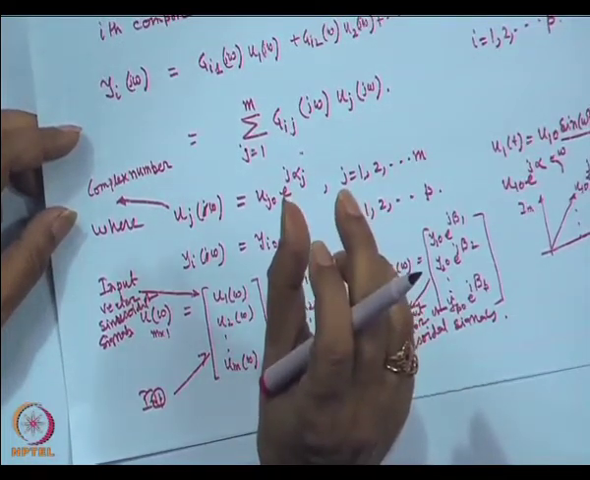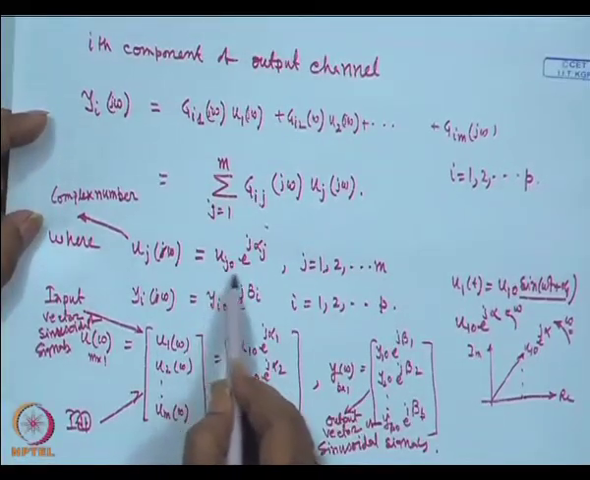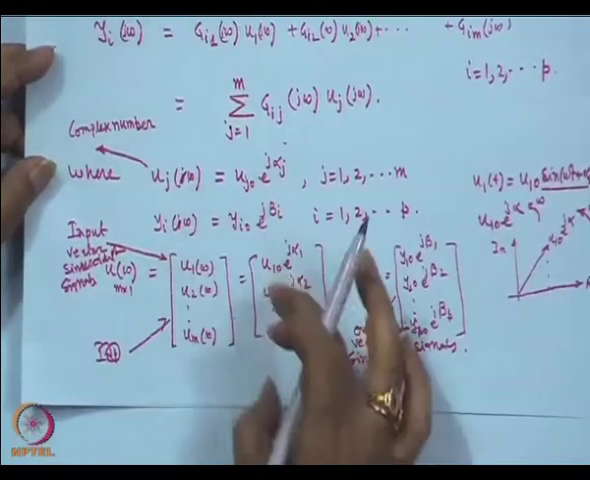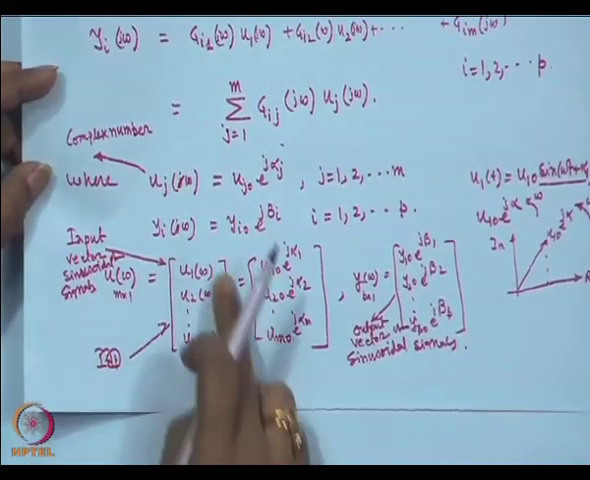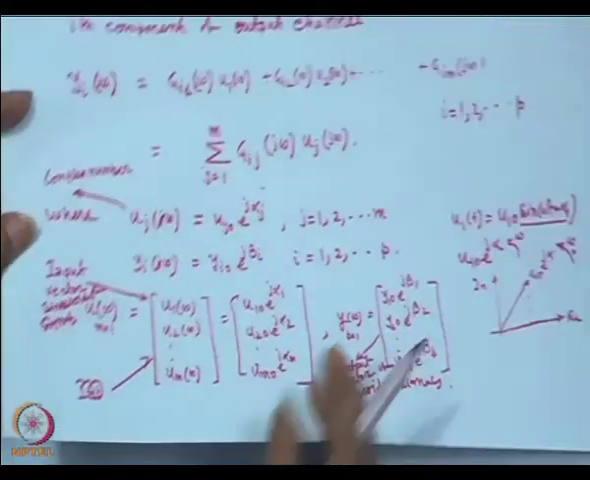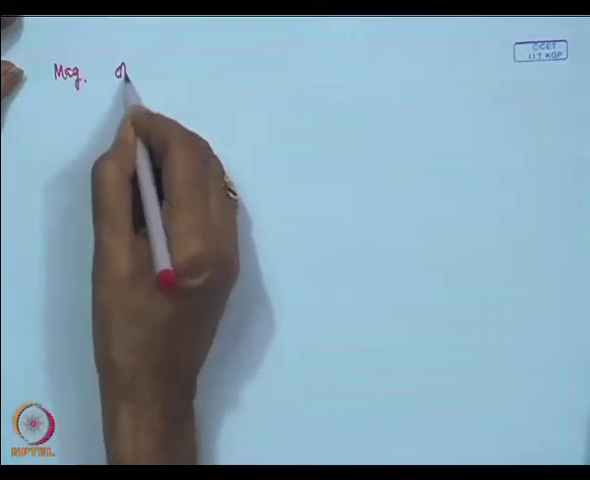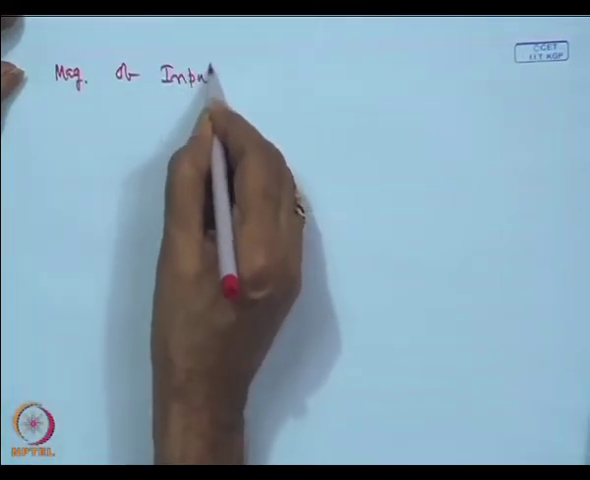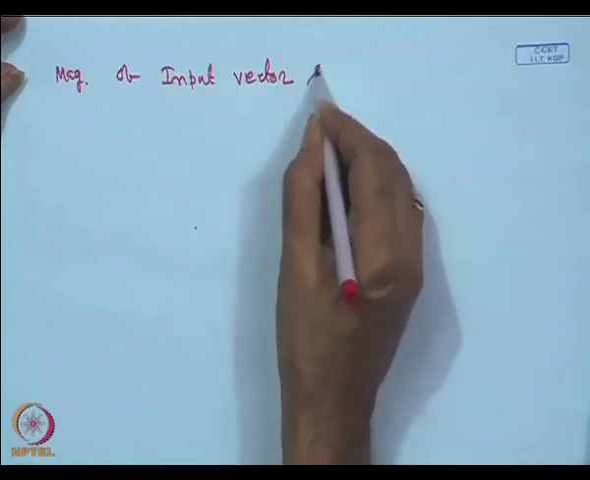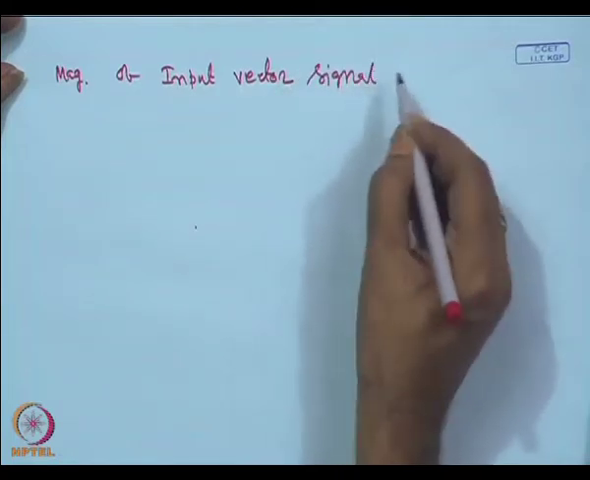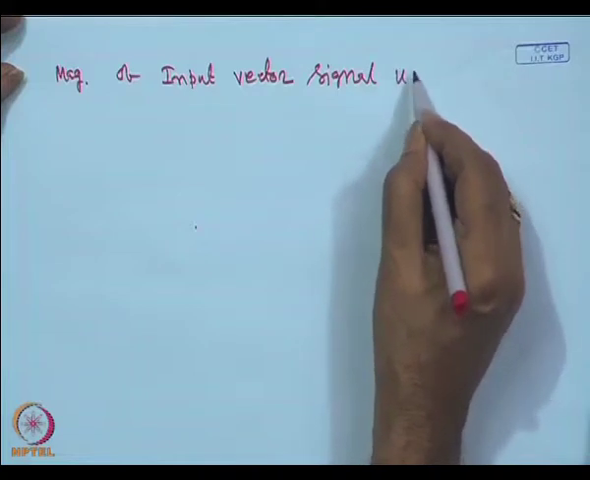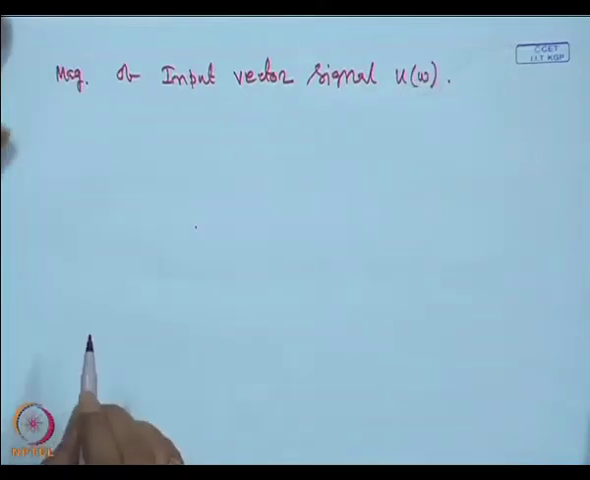If the complex number is multiplied by its conjugate and you take the square root, you get the magnitude. Our vector is the input vector, and I want to find the magnitude of the input vector signal u of w, again u of w.